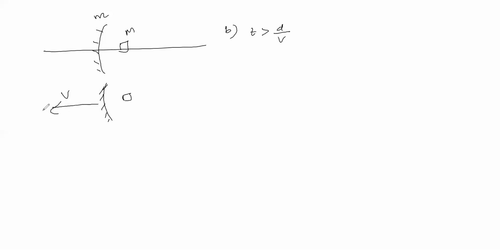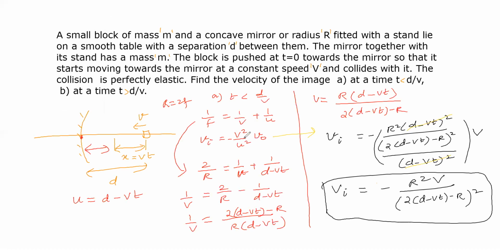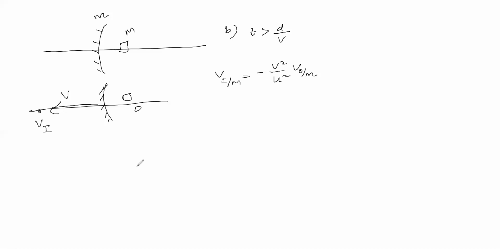So in this case, this is the object, and here the image will be. We need to find the image velocity. We already know that the velocity of the image with respect to the mirror is equal to minus v square by u square into the velocity of the object with respect to the mirror. In the previous case we directly wrote velocity of image equals minus v square by u square times velocity of object, because the mirror was at rest. Everything we have to calculate with respect to the mirror only. In the first case the mirror was at rest, so we directly wrote the formula.